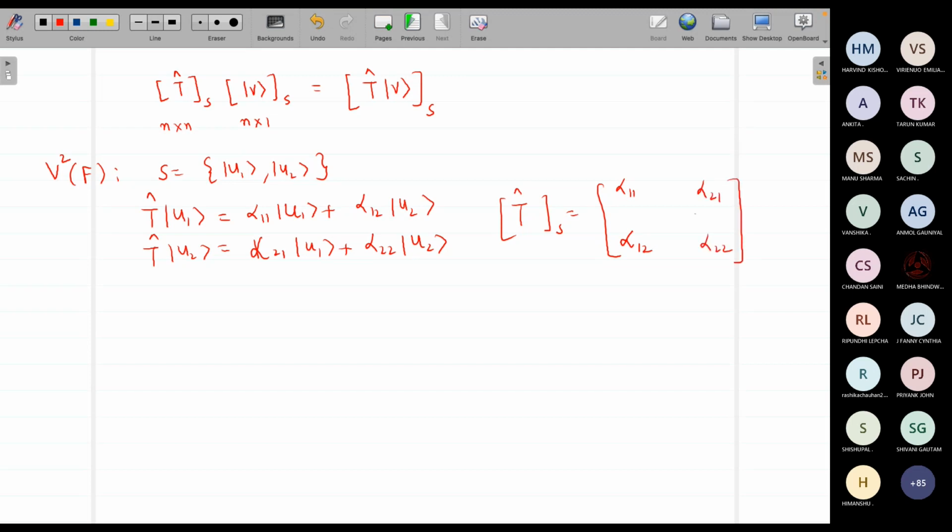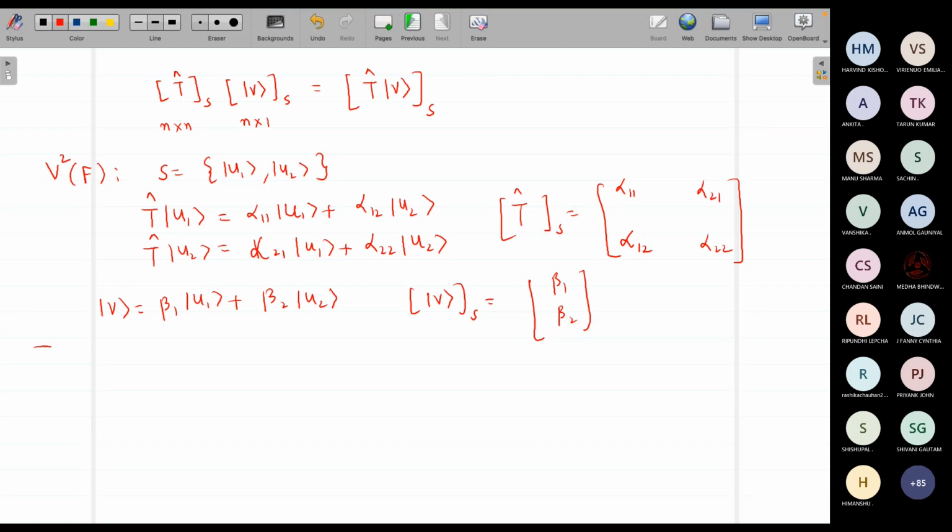Okay, fine. Let me now take any general vector in this space and define it as beta 1 u1 plus beta 2 u2. I am perfectly allowed to do it because this is a general vector in the same vector space. So how can I write the component vector of v? This will be beta 1 and beta 2. It is a simple one, right?